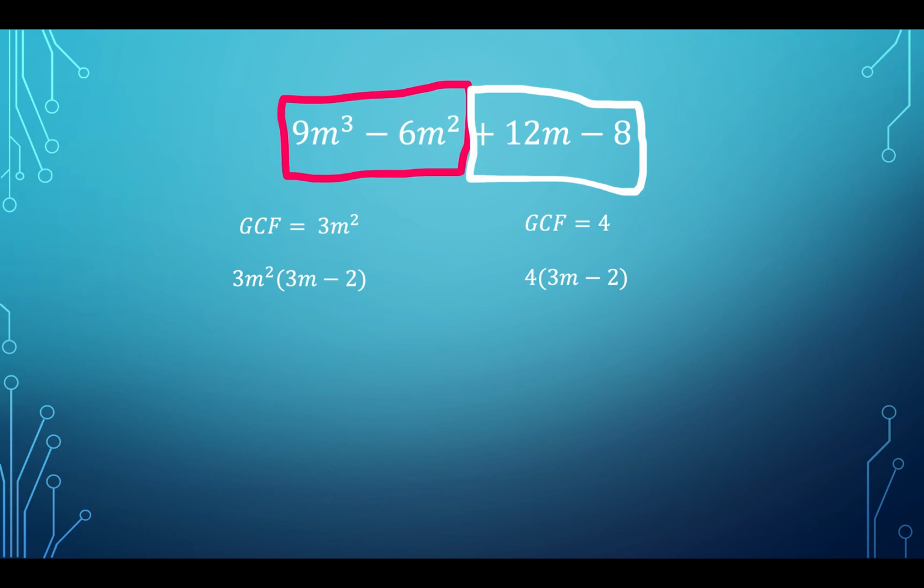Our parentheses match. So we rewrite this at the bottom, 3m minus 2, and then we group 3m squared and 4 together. So our final answer is 3m minus 2 times 3m squared plus 4.